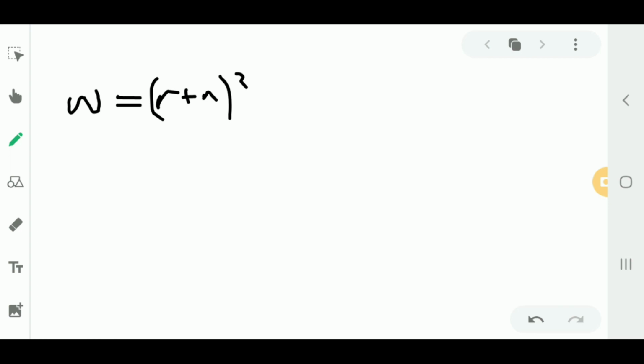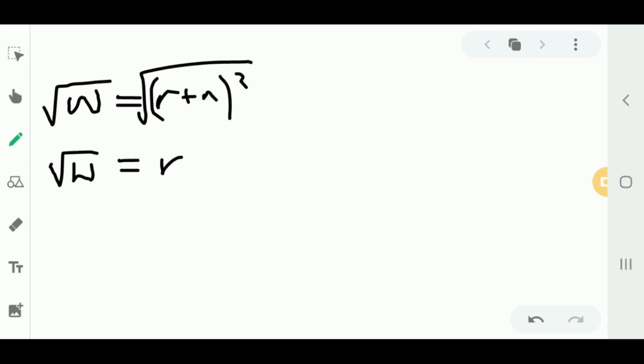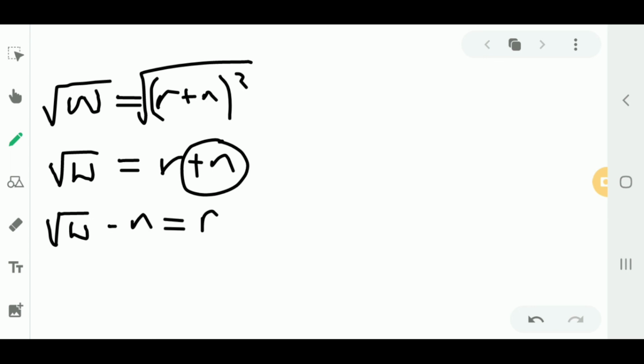So here, it is saying W is equal to R plus N, all squared. So first thing we have to do is find the square root of both sides to get rid of the squared, because the R is inside. So we have root W is equal to R plus N. Now we need to get rid of the plus N, so we're subtracting N from both sides. So we have root W minus N is equal to R.